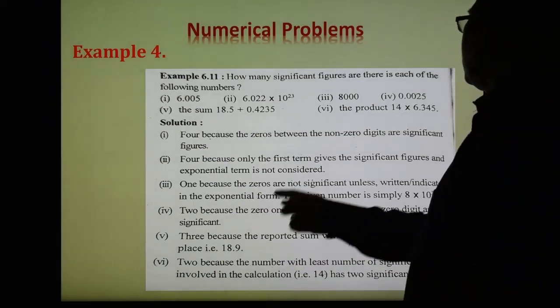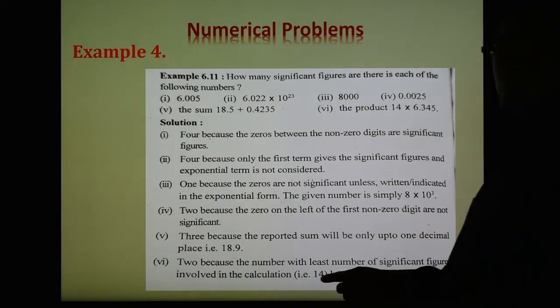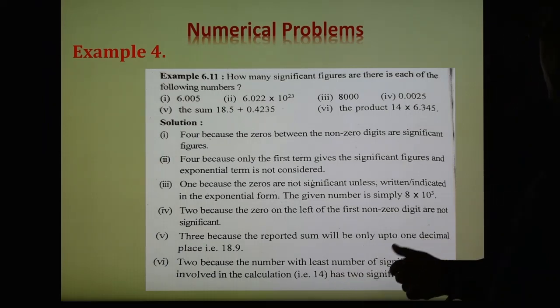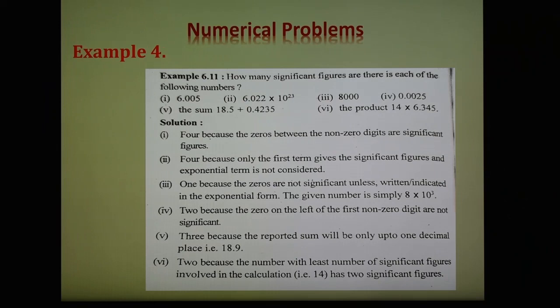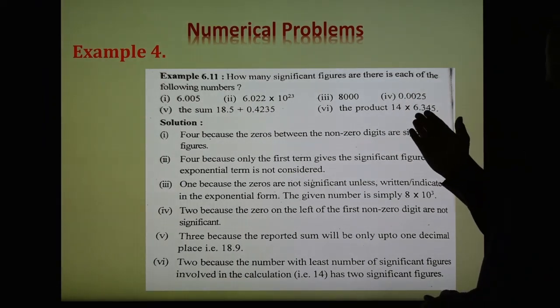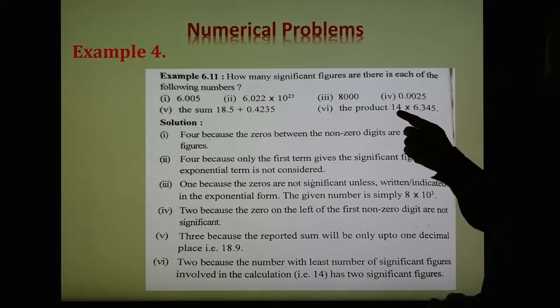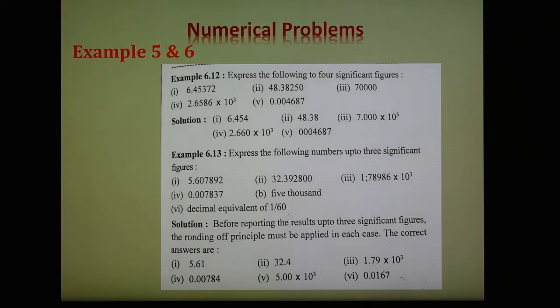And in the case of the last example, the product multiplication, here there are 2 significant figures and here there are 4, so we have to report the result to 2 significant figures. The answer coming here is 14, and it has 2 significant figures. So we take the minimum number of significant figures. In this way we can calculate the significant figures.